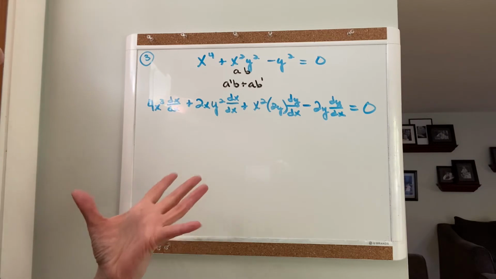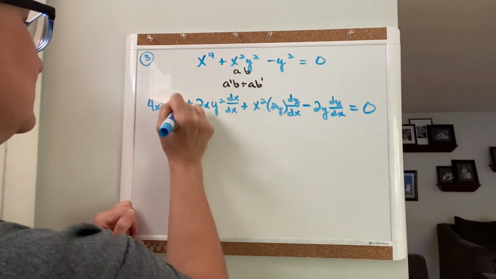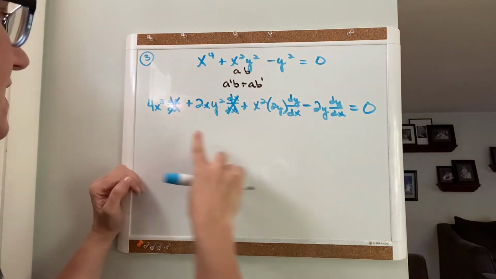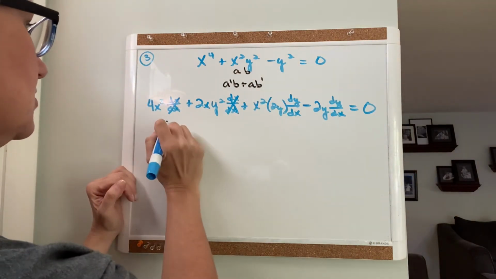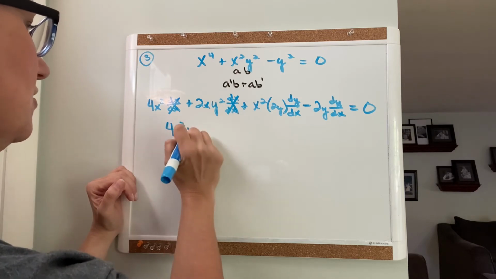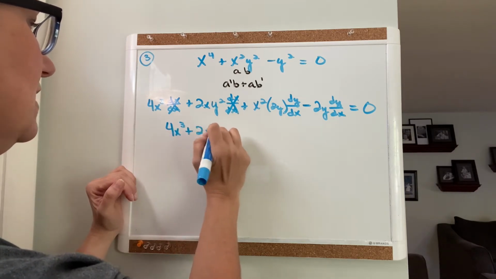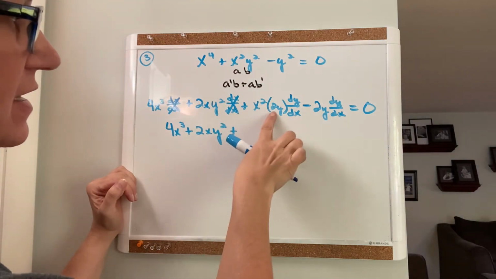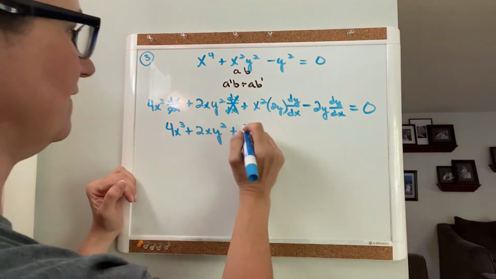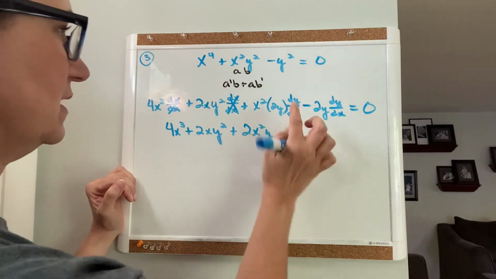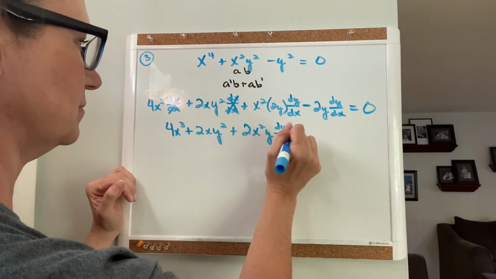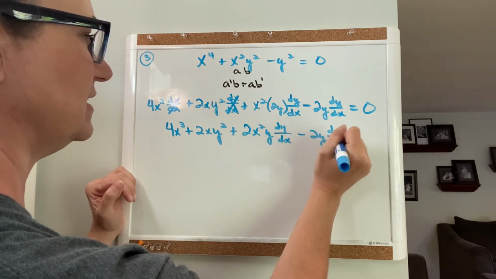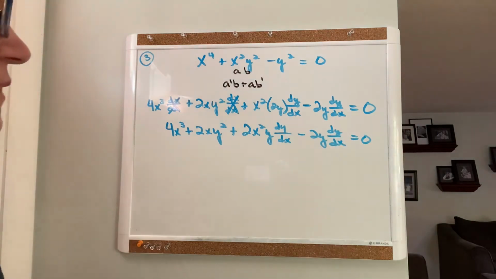All right, so let's clean this up. We have dx dx here, so we're going to cross that out. Dx dx here, we're going to cross that out. And I'm just going to rewrite it so it's nice and neat. Clean it up. So we end up with 4x to the 3rd plus 2xy squared plus, now this term I want to clean this up, I'm going to write it as 2x squared y dy dx minus 2y dy dx equals 0.